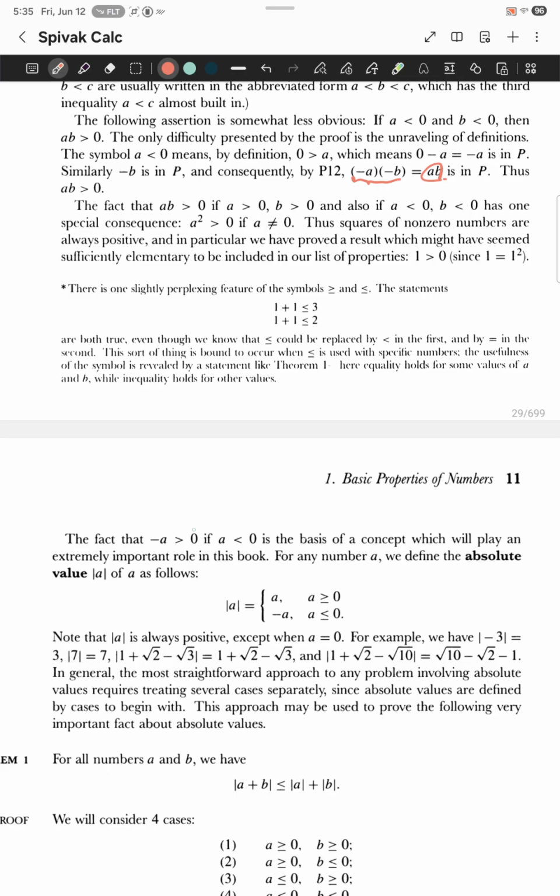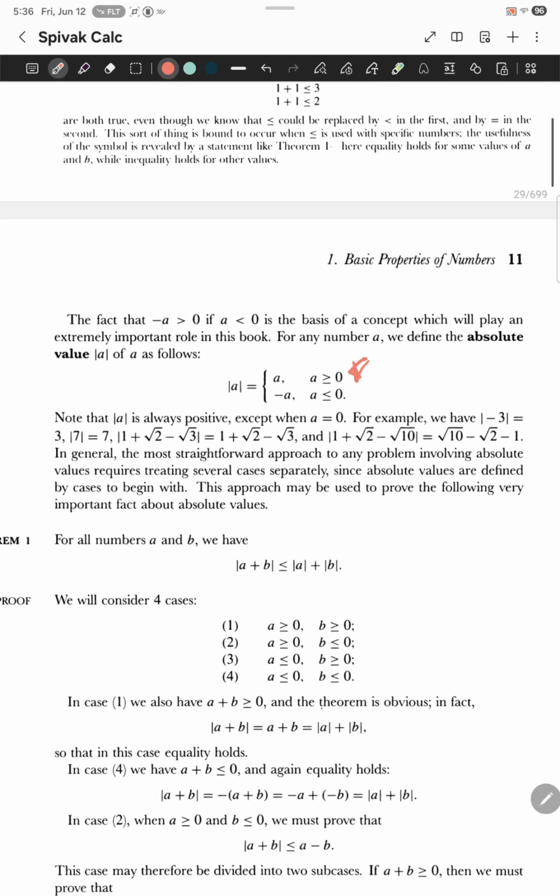The fact that negative a is greater than 0 if a is less than 0 is the basis of a concept which will play an extremely important role in this book. For any number a, we define the absolute value of a as follows: it is equal to a if a is greater than or equal to 0, or negative a if a is less than or equal to 0. This definition is important throughout the textbook. Note that the absolute value of a is always positive except when a is equal to 0.